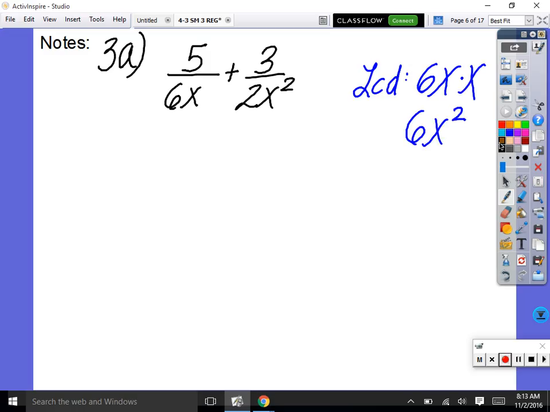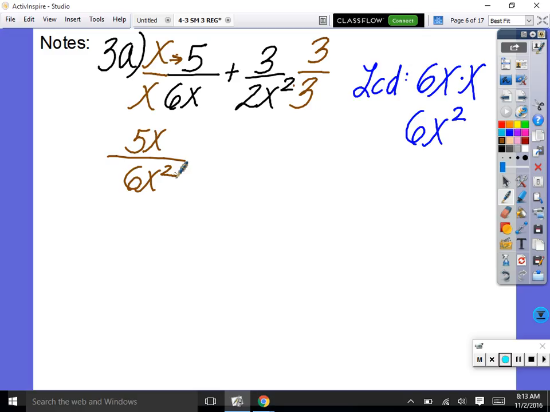Does everybody understand? So you say to yourself, how can I make 6x squared? What do I need to multiply by? X. If I do that to the bottom, I've got to do it to the top. Is everybody good with that? Then you'd say, how can I make 2x squared 6x squared? Multiply the bottom by 3 and the top by 3, correct? So now let's multiply straight across. So right here we have a 5x. This is a step I would not skip. X times 6x is 6x squared. Okay, now it's addition. We don't have to be careful with anything. Plus 3 times 3 is 9 over 6x squared.